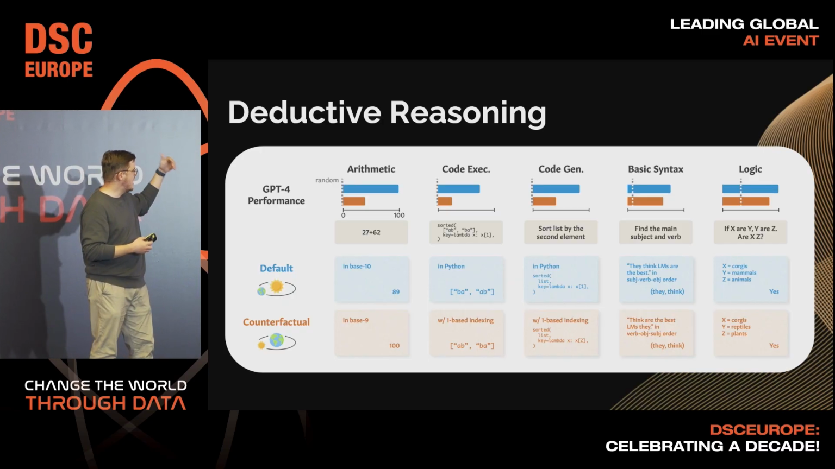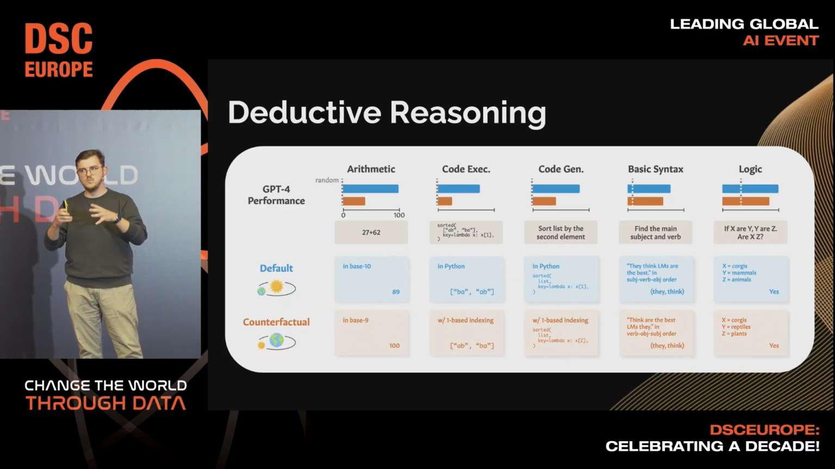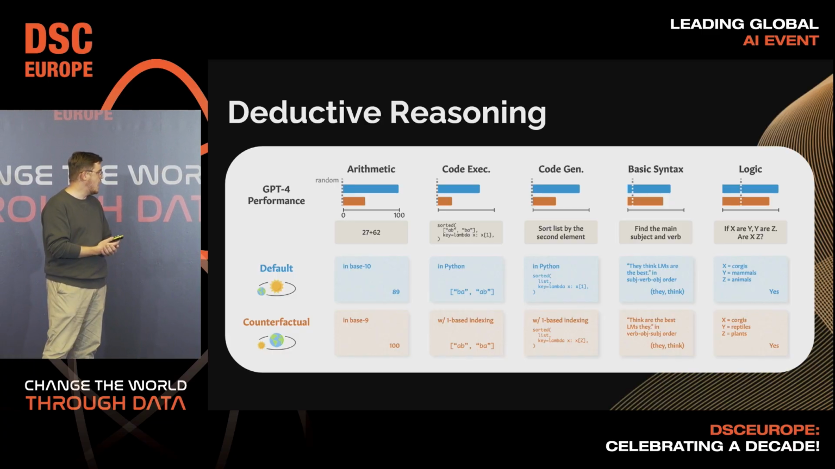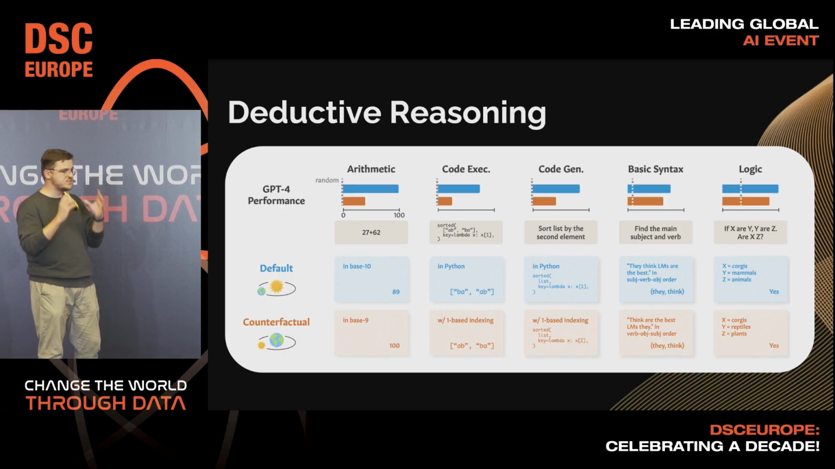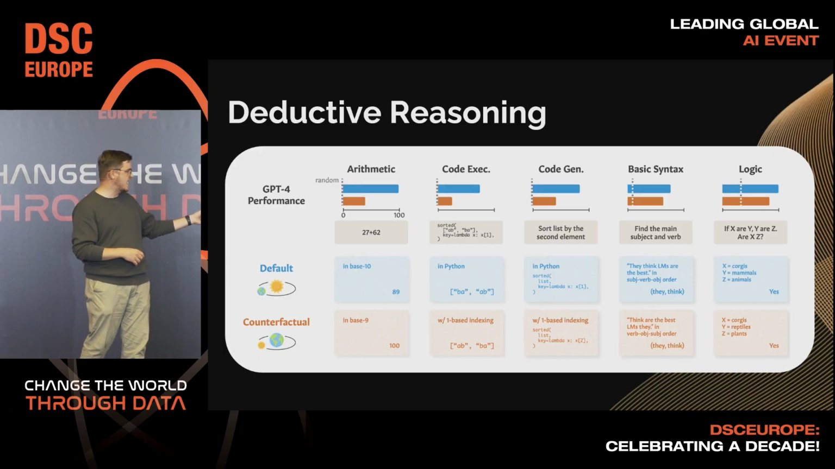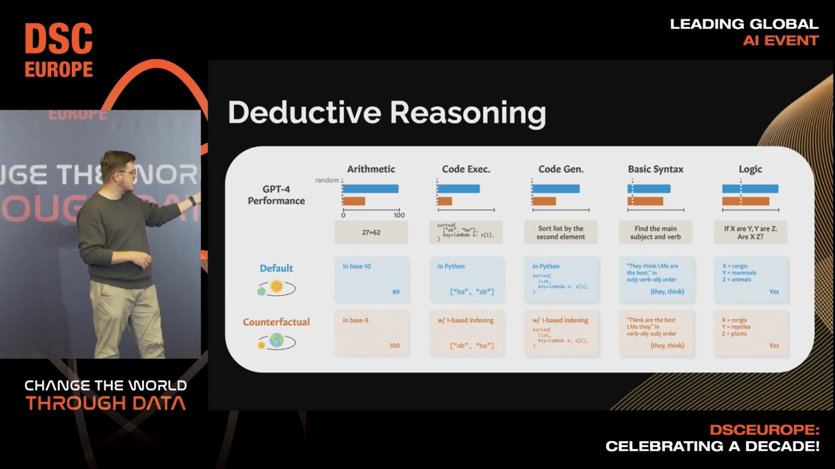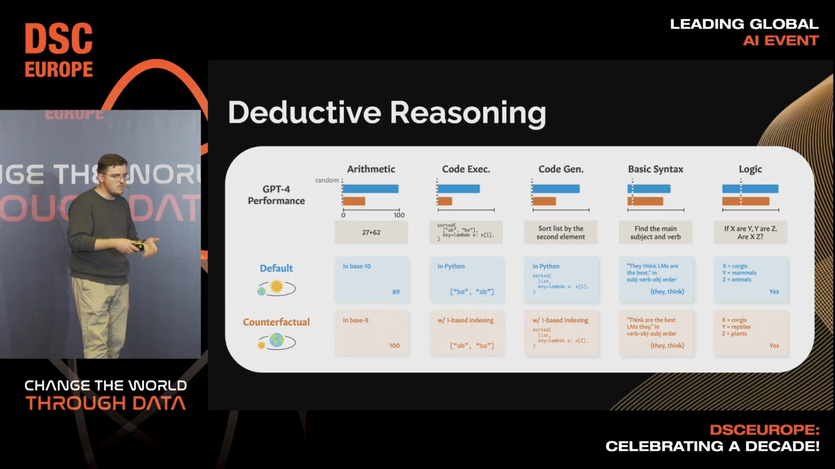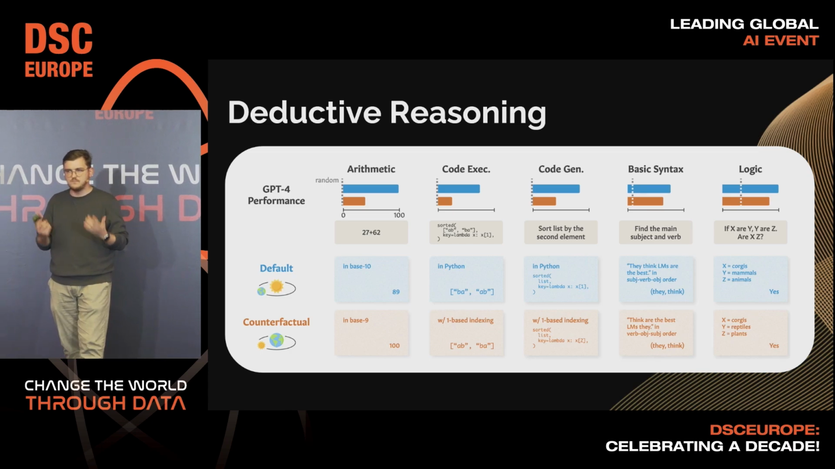For example, arithmetic tasks where we have to add or multiply two numbers in base 10, and provided their counterfactual versions where, for example, the model has to generalize and do the same task in base 9 or 16. If you know the base principle, it's not a big problem.